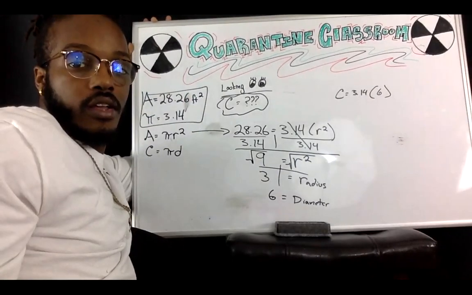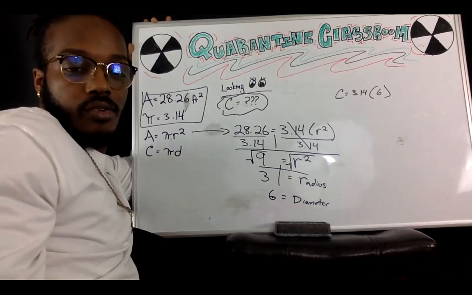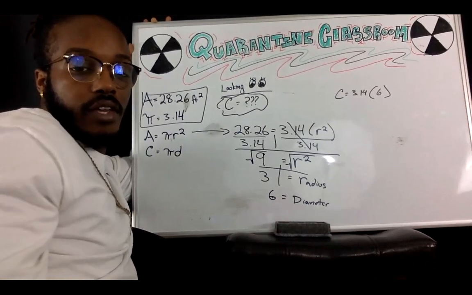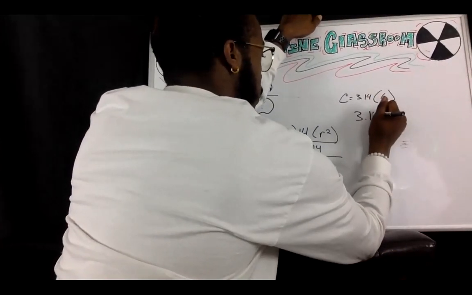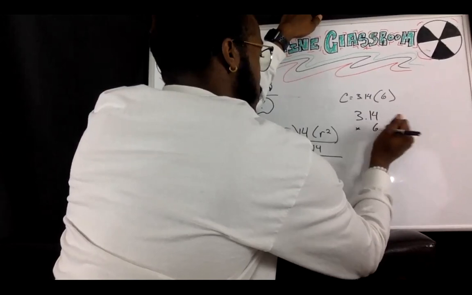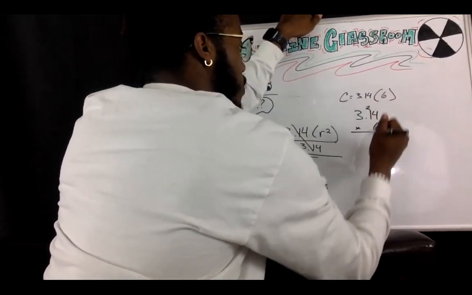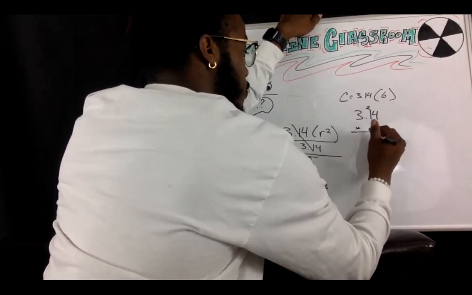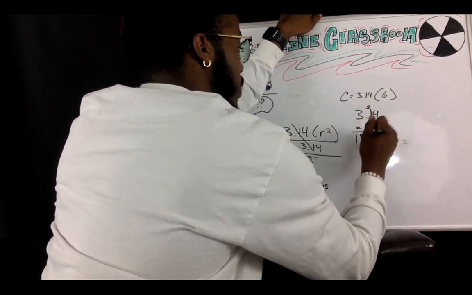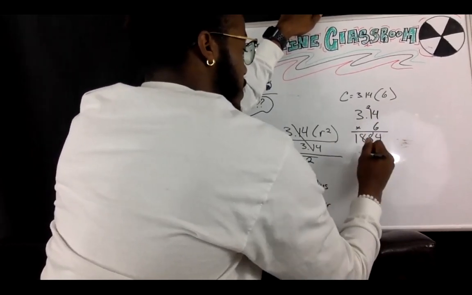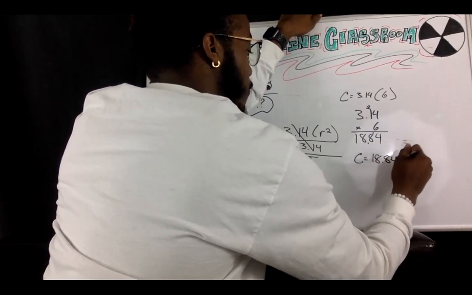3.14 times 6, which is something that we could do very easily. You know what? I'm going to do it on the board. 3.14 times 6: 6 times 4 is 24. 6 times 1 is 6, plus 2 is 8. 6 times 3 is 18. I have 2 numbers behind decimals. That means that my circumference is equal to 18.84 feet.